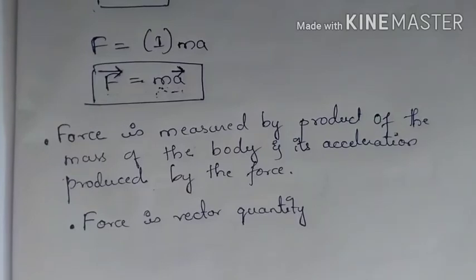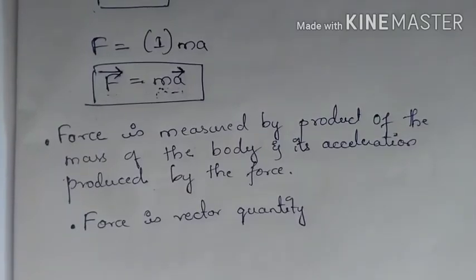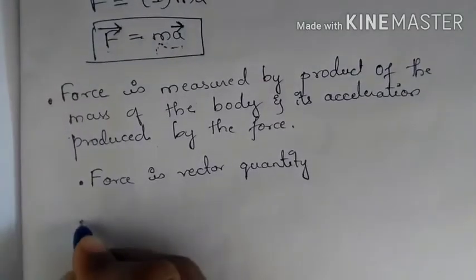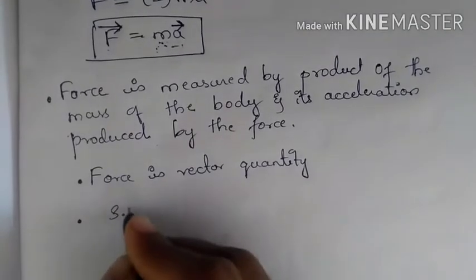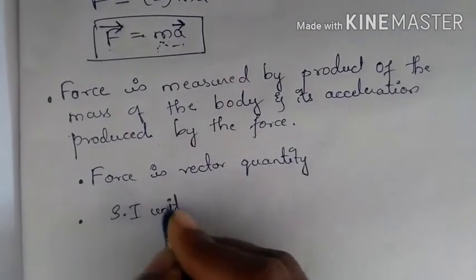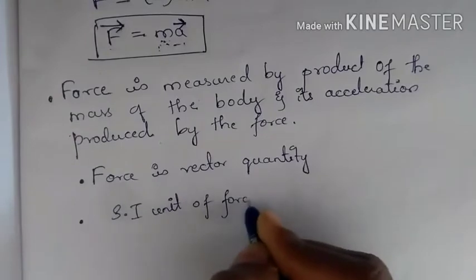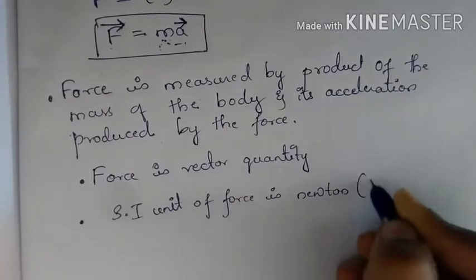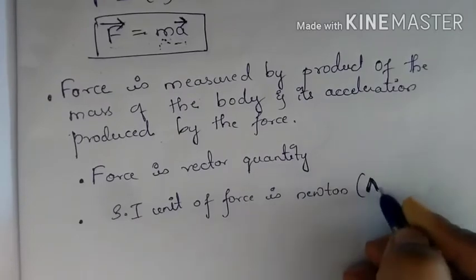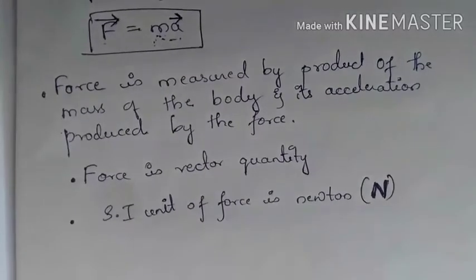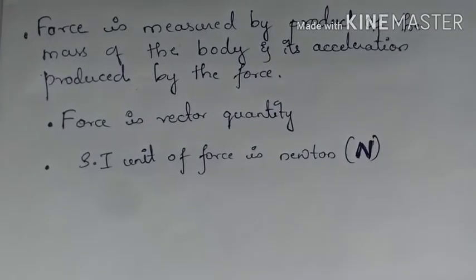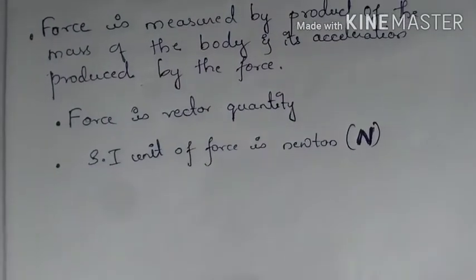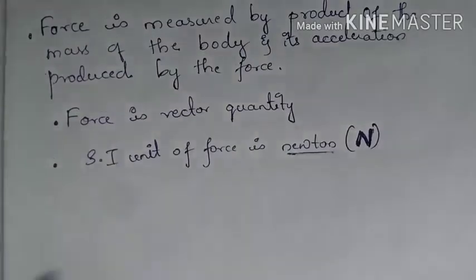So next, units of force. Newton is defined as the SI unit of force, which is denoted by capital N. So the SI unit of force is what? Newton. Now let us define what is 1 Newton.